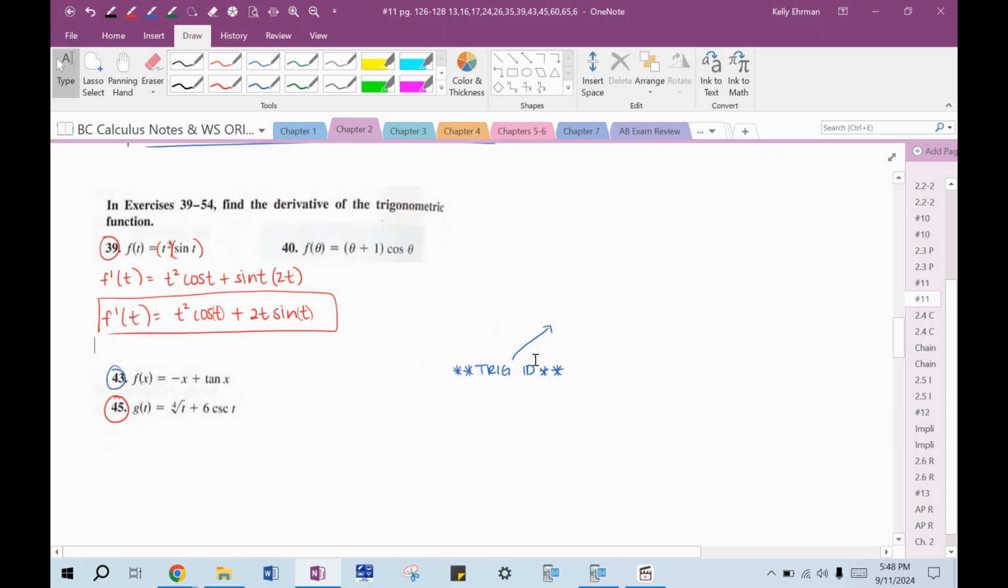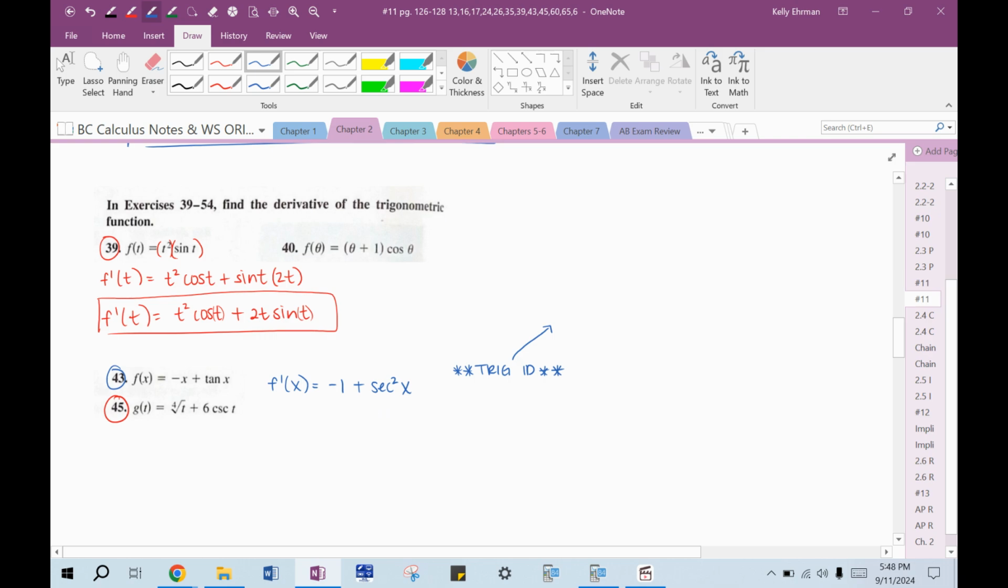Okay, I have this little warning over here. We're going to be using a trig ID at some point. So let's look at f of x for 43. So the derivative of each of these terms, f prime of x. The derivative of negative x is negative 1. The derivative of tangent x is plus secant squared x. And maybe you leave your answer like that, but maybe you don't see that answer in the multiple choice section.